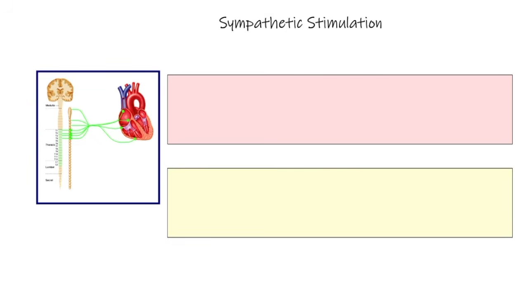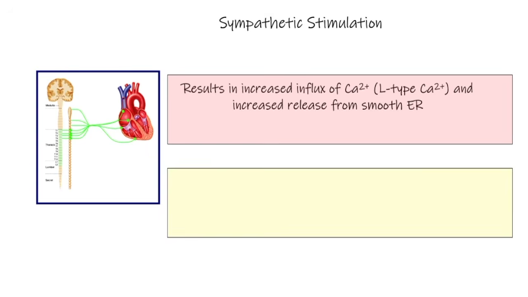Now, as we look at sympathetically stimulating the heart, sympathetic stimulation of the heart has a couple of different important effects. Recall that in addition to stimulating the SA node and the AV node, sympathetics also innervate the ventricular muscle, and the ventricular muscle has beta-1 receptors. When these beta-1 receptors on the ventricular muscle are stimulated, it results in an increased influx of calcium, and this occurs through those L-type calcium channels. It also will result in increased release of calcium from the sarcoplasmic reticulum.